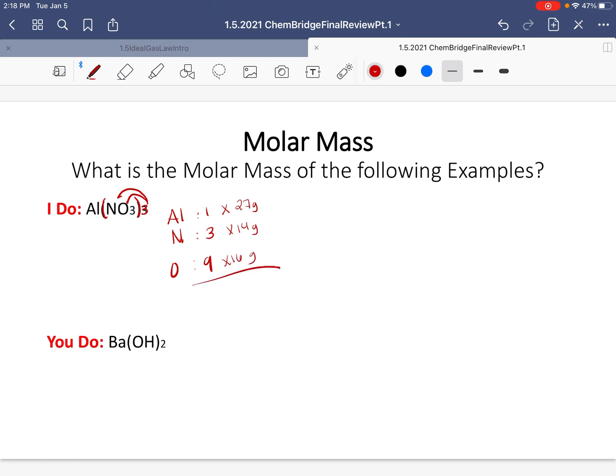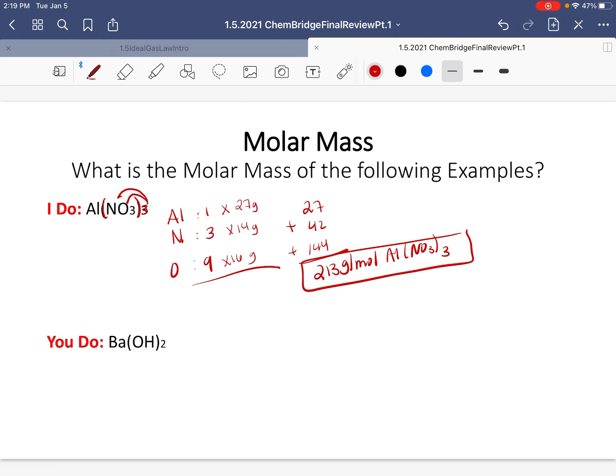After you multiply, guys, you can add it together. So here I have 27 plus 14 times 3, that gives me 42. And then I add 16 times 9, that gives me 144. So for my total molar mass, I just add up all of those values and I should get something around 213 grams per mole of aluminum nitrate. So that would be your final answer. You can pause me here so you can practice for the next one.